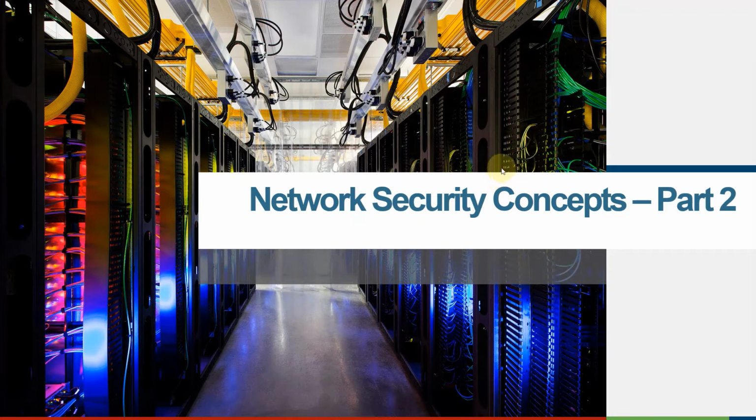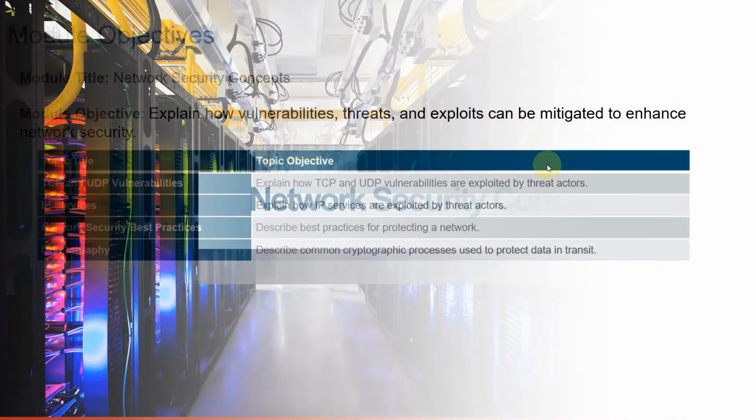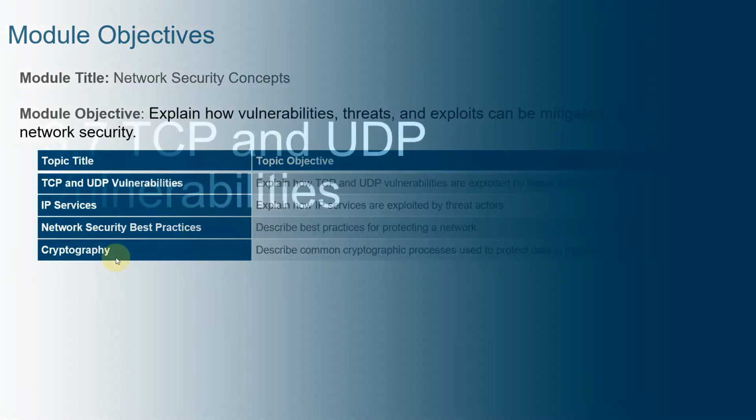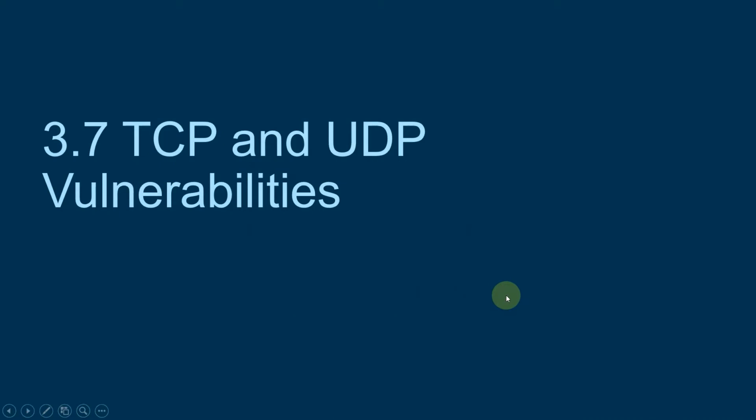So welcome to part 2. Okay, so the objectives: explain how vulnerabilities, threats, and exploits can be mitigated to enhance network security. So on this part 2 of the video lecture, we will be talking about TCP and UDP vulnerabilities, IP services, network security best practices, and cryptography. So let's start with TCP and UDP vulnerabilities.